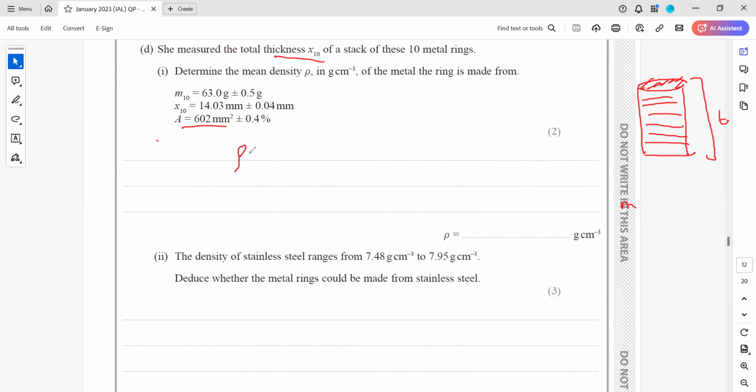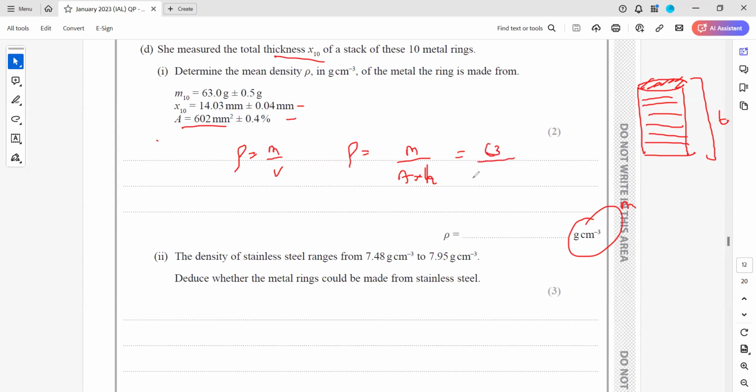So if you need the density, density is mass over volume, and volume for a cylinder will be area times height. So you can just take the mass of the 10, because look, density for 1 and density for 10 won't change. It will be the same. And we need an average density, so we need the total density. But don't forget to convert the unit, because here it is gram per centimeter cube, but the thickness and the area are in millimeter, and millimeter square. So we have to convert them, so this will be 63.